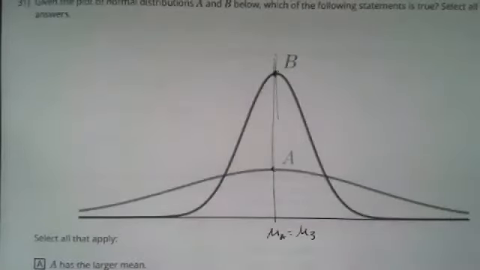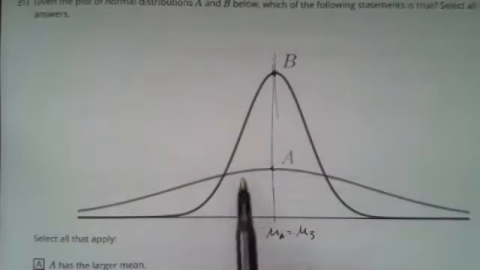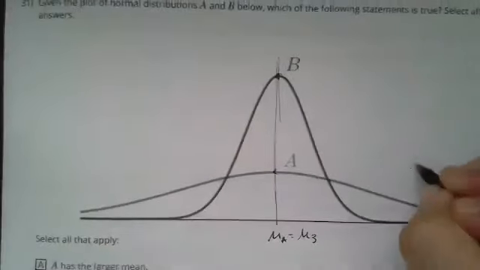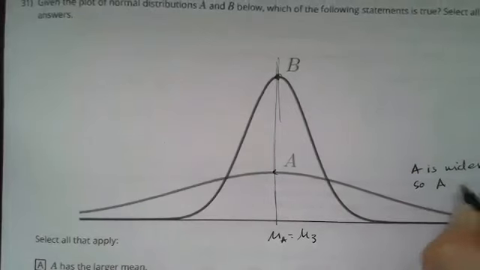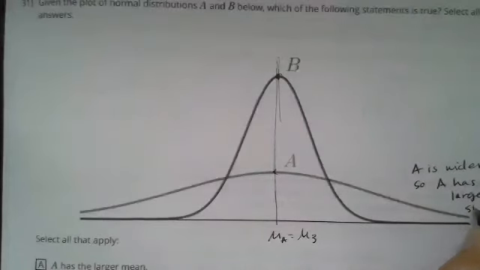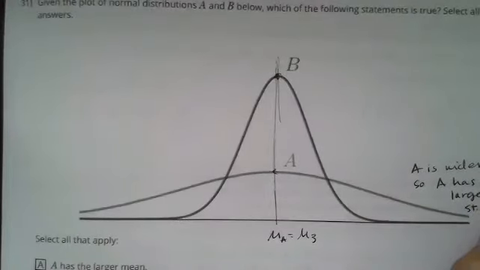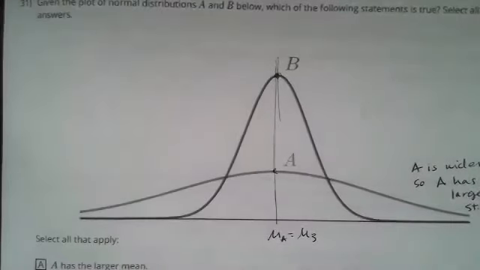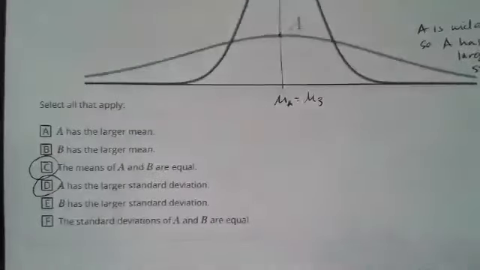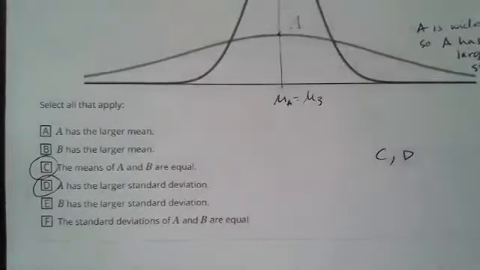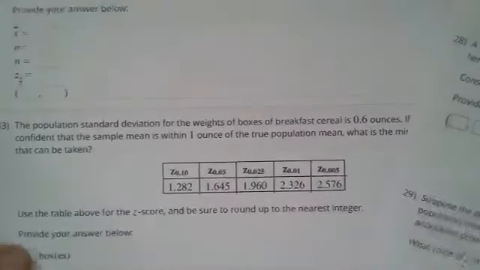And then what else? We have that A is wider, right? So A has a larger standard deviation. Sorry, deviation. So you could say that A has a larger standard deviation. So your answers to this are just C and D. Okay, and then 32.